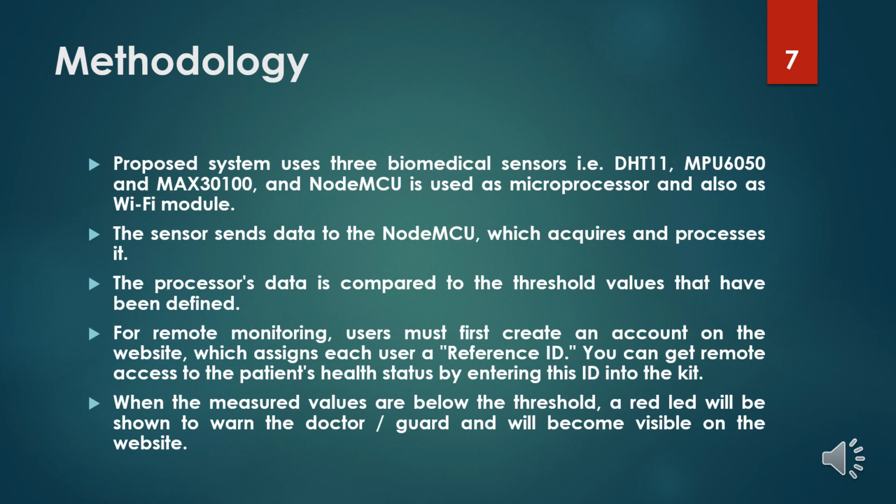To monitor the health parameters, the doctor and patient guardian need to log into the website and insert the unique reference ID of the health kit. In the alert condition, the red LED will start blinking and a message will display on the website page.